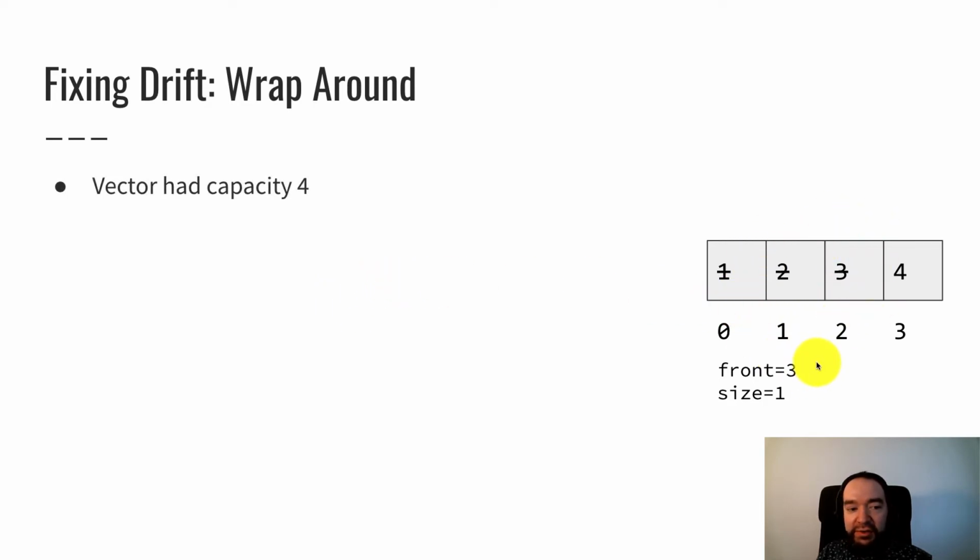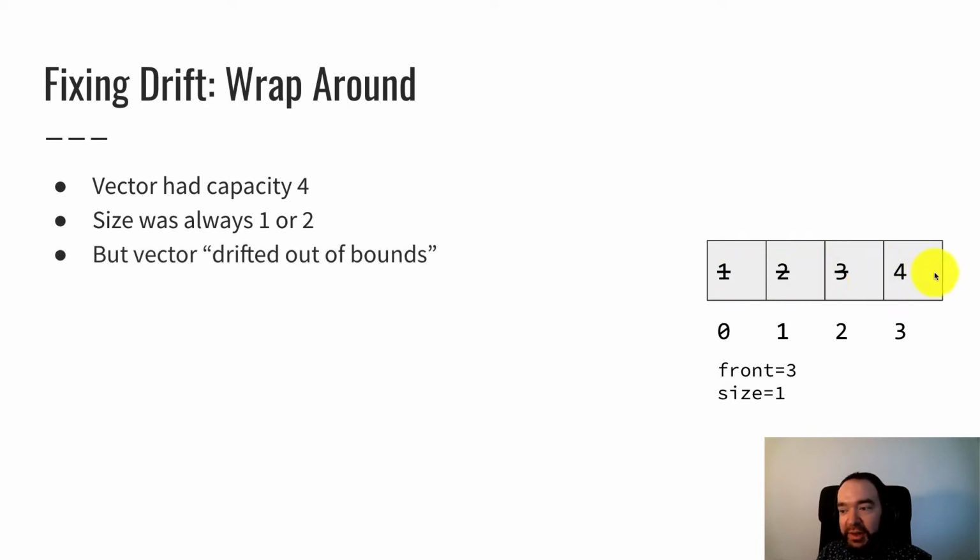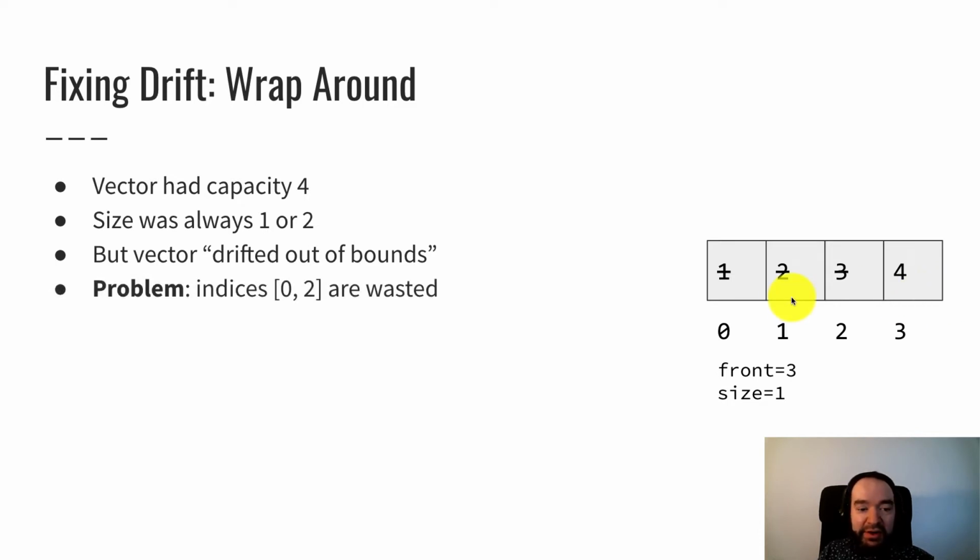We had this scenario with a vector that has capacity 4. It has 4 elements that could store Q elements. My size of the Q was always 1 or 2. I always had 1 or 2 elements in use. But the vector drifted out of bounds. The elements I was using kept using higher and higher indices until we got past index number 3, and then it would crash because we would go array out of bounds.